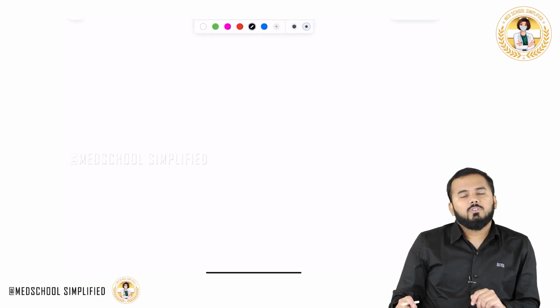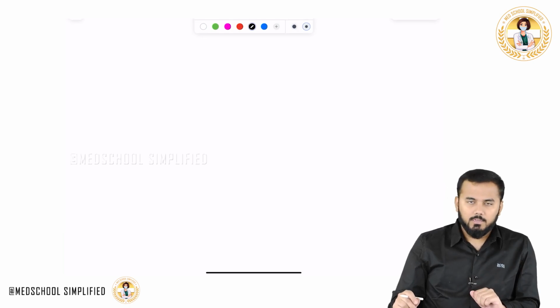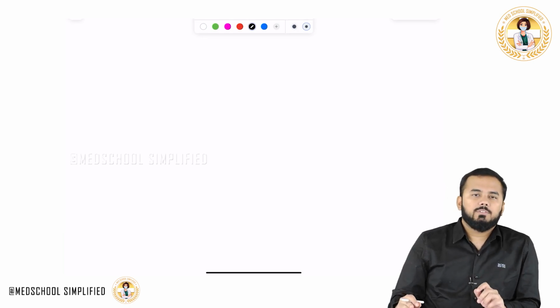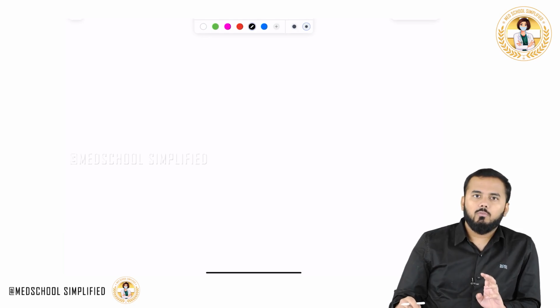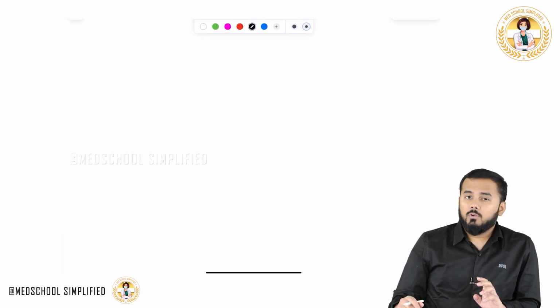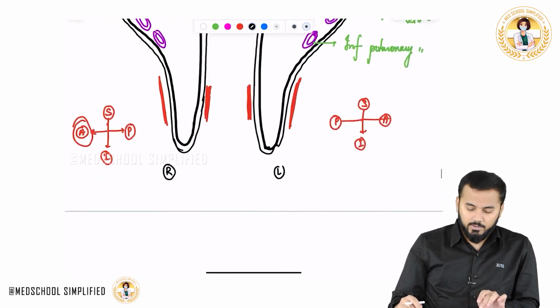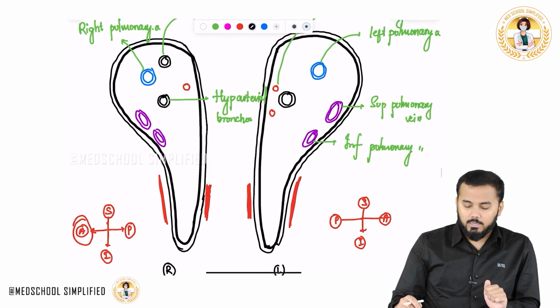Hello guys, so now we shall be discussing the mediastinal surface of the lungs. Previously we have talked about what a mediastinal surface is. In the mediastinal surface we have also talked about the root of the lung and the structures that are located there. Just for a quick recap, these are the structures located on the root of the lung. I hope you remember.